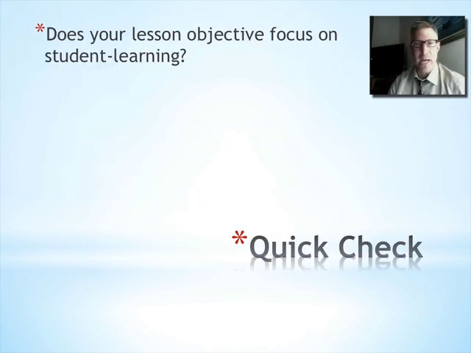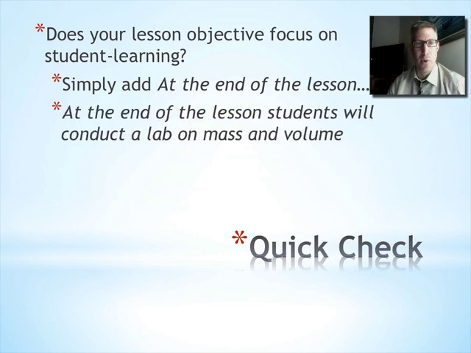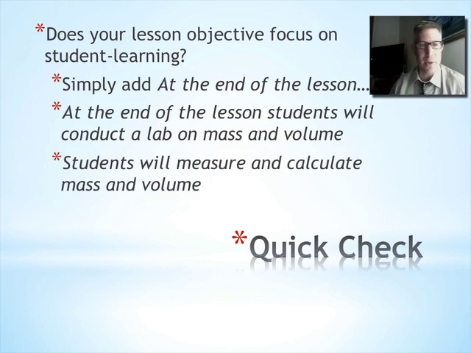Quick way that you can check to see if your objective is based on student learning, simply add at the end of the lesson to the objective that you've posted. So if we looked at the previous one, at the end of the lesson, students will conduct a lab on mass and volume. Well, no, it's not the end of the lesson. That was what you were doing. That was the activity.